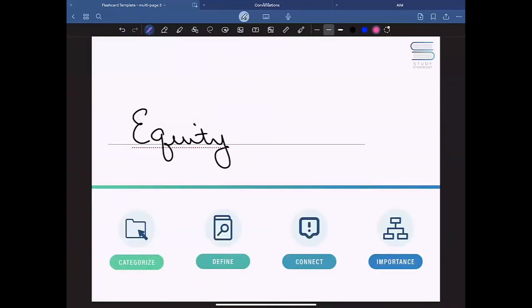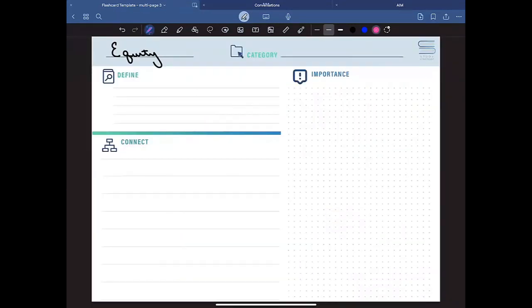All right, let's do our next word. Ooh, equity. That's a good word. I like this word, equity. I don't know why. I just really don't like this word because I always just get so confused. Do you know what chapter it belongs in?